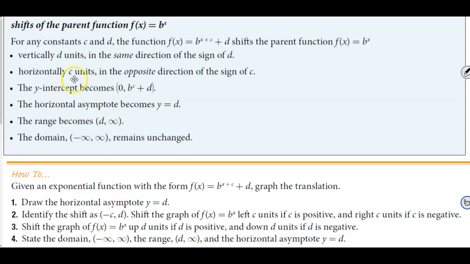Horizontally, it's going to shift c units, in the opposite direction of the sign of c. So if it's plus c, you're shifting it to the left. If it's minus c, then you're shifting it to the right. Now the y-intercept becomes (0, b to the c plus d). The horizontal asymptote becomes y equals d. The range becomes d to infinity. And the domain remains unchanged, from negative infinity to positive infinity.